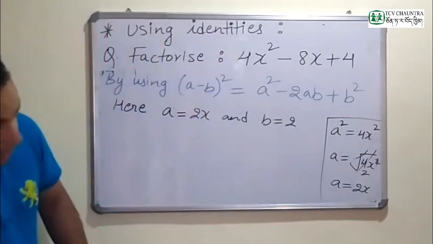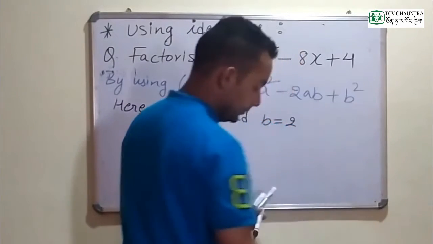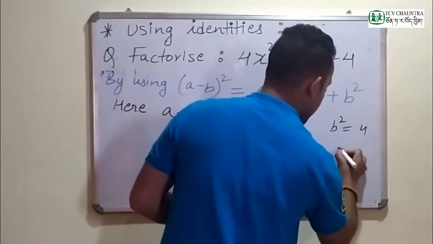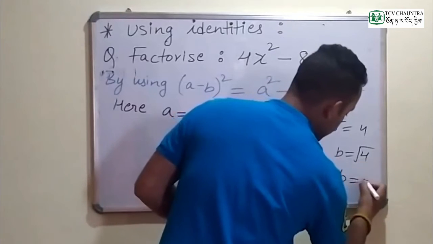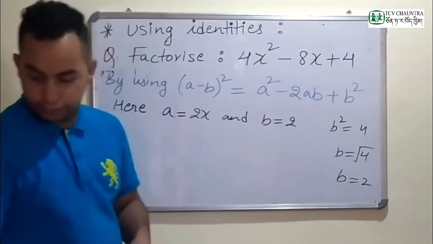And similarly, in place of b, in place of b square, you have 4. So you're going to find out the value of b. So the square root of 4 is 2. So the value of b is 2.